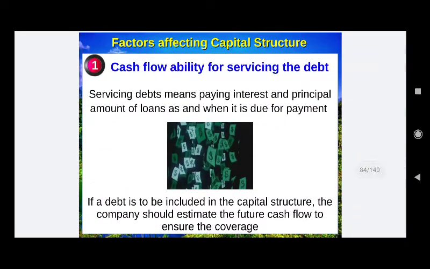Cash flow and ability of the firm to service the debt. Servicing debts means paying interest and principal amount of loan as and when it is due for payment. If debt is to be included, the capital structure of the company should estimate the future cash inflows to ensure that the amount due for payment in the form of interest and principal is paid on time.